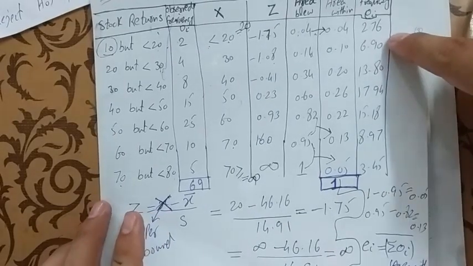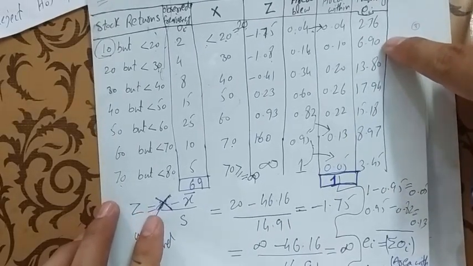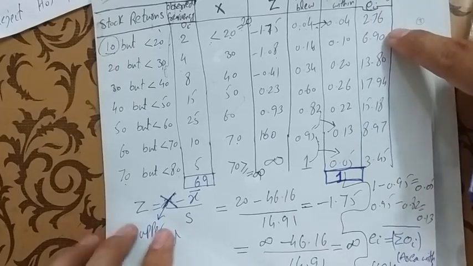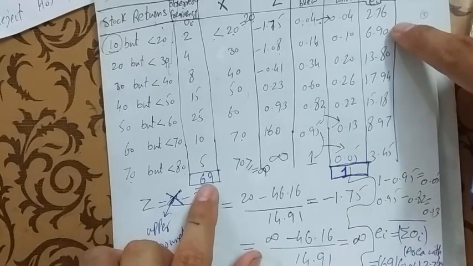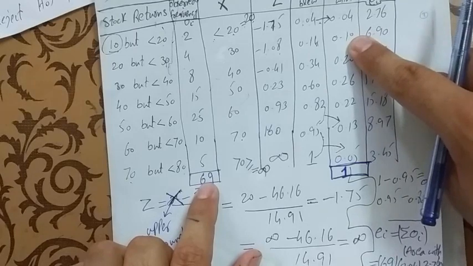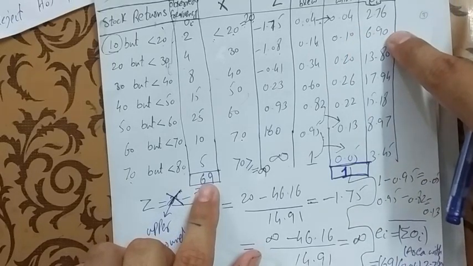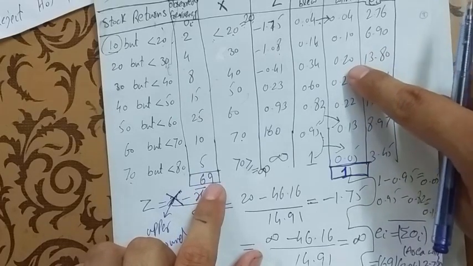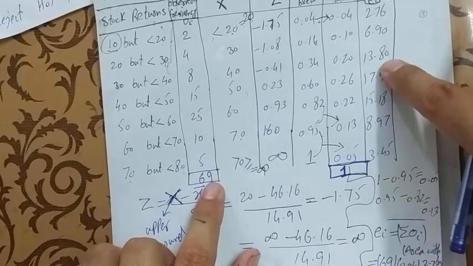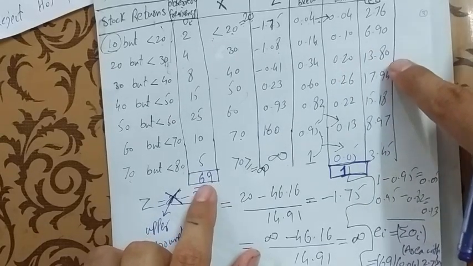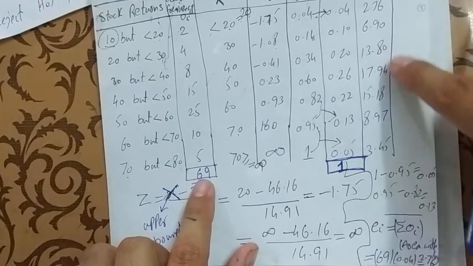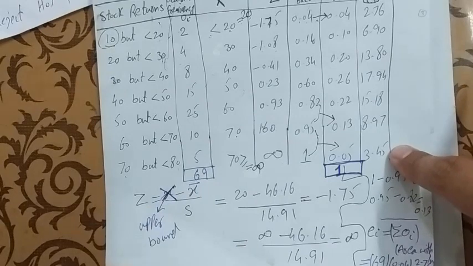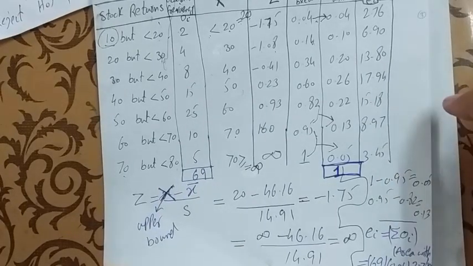Similarly, for the next expected frequency EI, you multiply 69 with 0.10, and the result is 6.90, and also 69 multiplied by 0.20, and its result is 13.80, and so on, solving these expected values to the end. Hopefully you understand how we find the expected value.